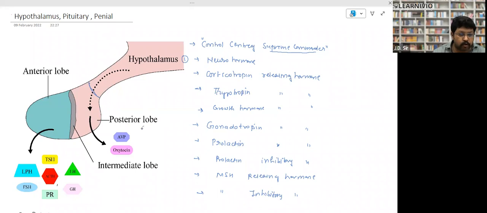This is the posterior lobe of the pituitary, right? So that concept, that fact, you have to remember. The hypothalamus does not secrete its own enzyme, right? And what is the function of the hypothalamus? It manufactures some enzymes, but the enzymes of the hypothalamus are secreted by the pituitary only, the posterior part of the pituitary, right?